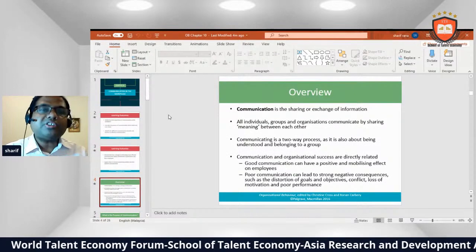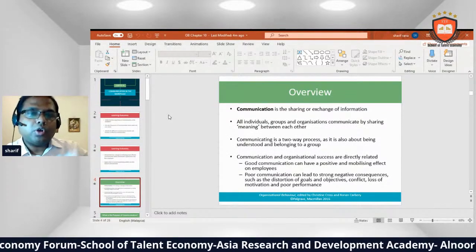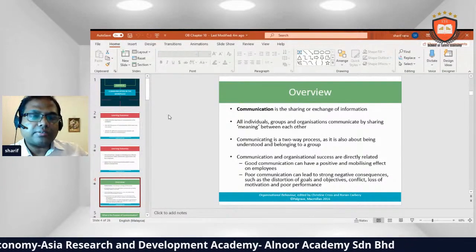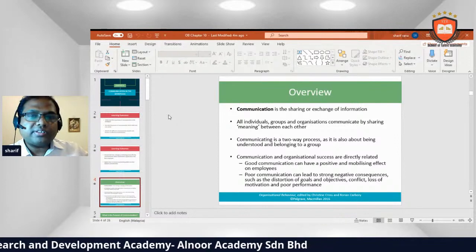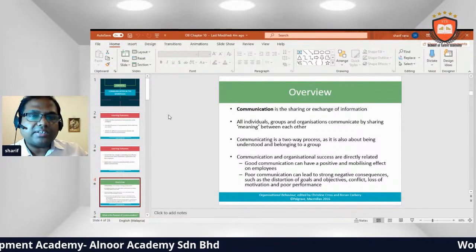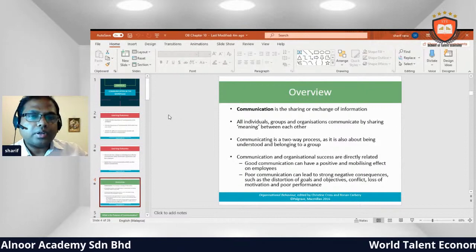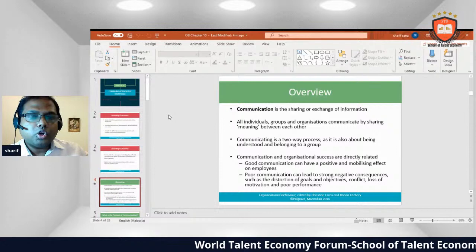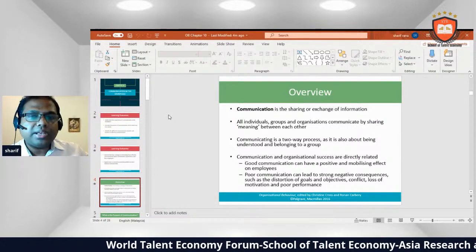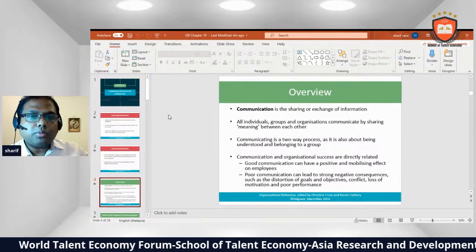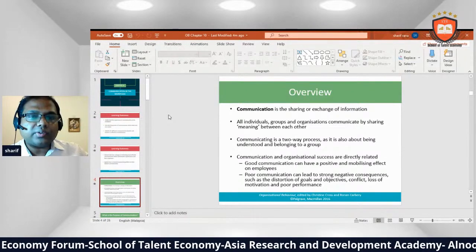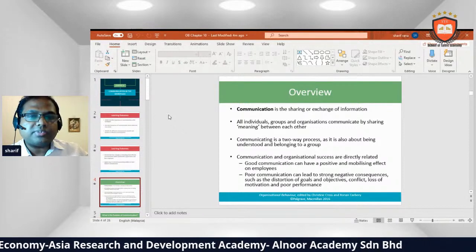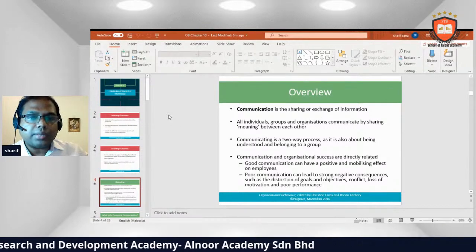Overview. Communication is the sharing or exchanging of information. All individuals, groups and organizations communicate by sharing meaning between each other. Communication is a two-way process as it is also about being understood and belonging to a group. Communication and organizational success are directly related. Good communication can have a positive and mobilizing effect on employees. Poor communication can lead to strong negative consequences such as the distortion of goals and objectives, conflict, loss of motivation, and poor performance.